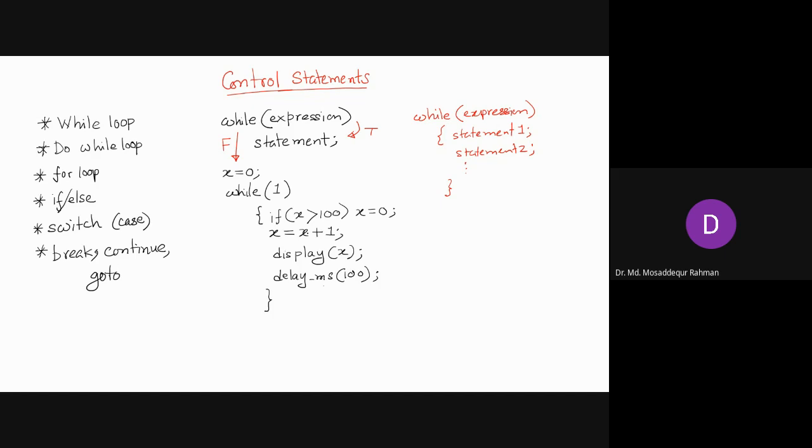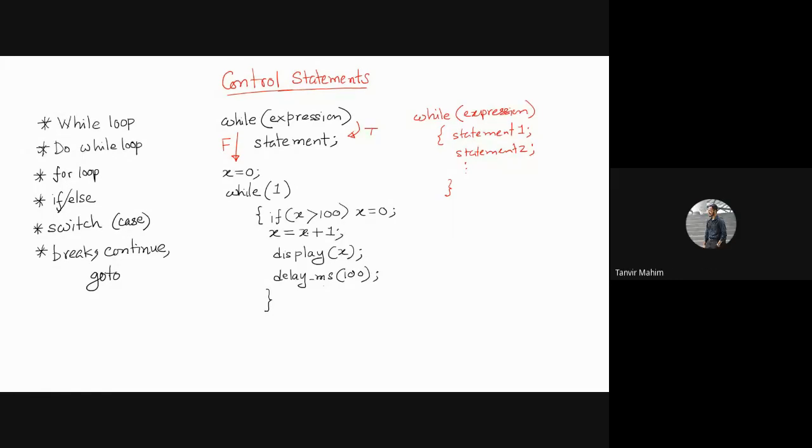If we write like this, if the value of x becomes greater than 100, then we set x to 0 again. Then the loop will run again. Right, the whole process will repeat, right?